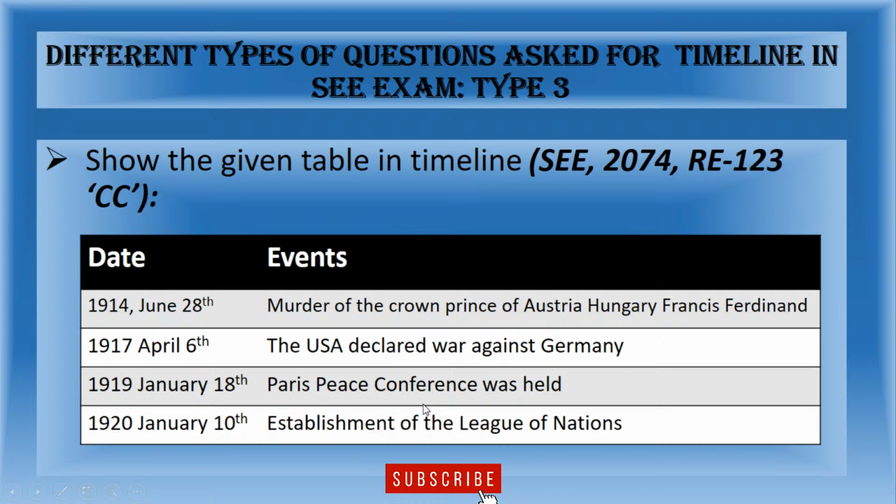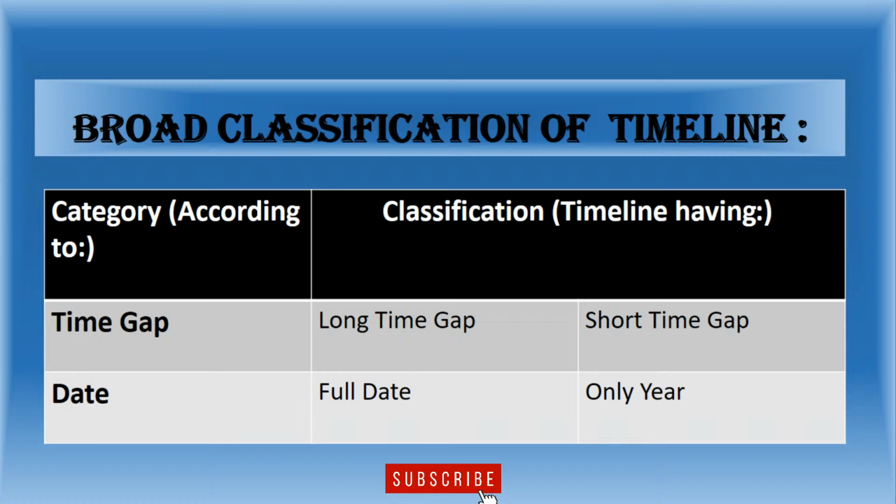So when we look at all these three types of questions, now we can summarize like this. We can classify the timeline in these categories: category according to time gap, and category according to date. So we clearly saw category according to date: the timeline having full date and the timeline having only the year. So these two categories we can make.